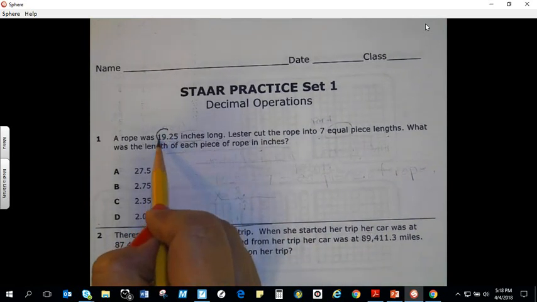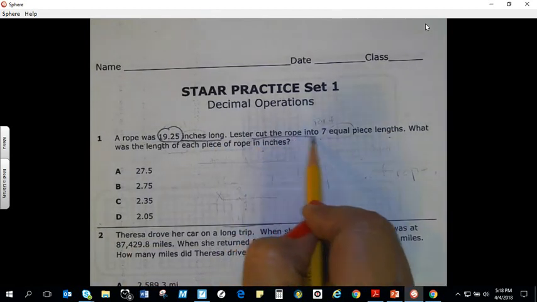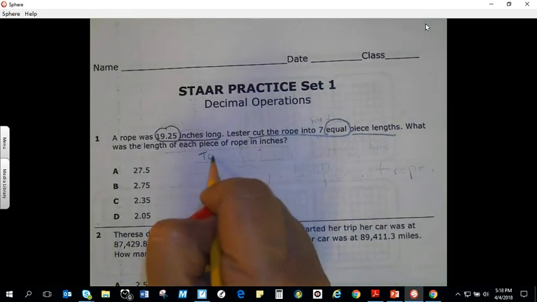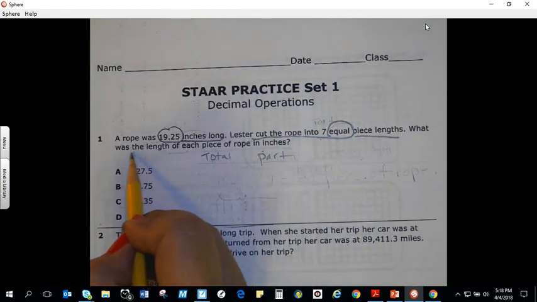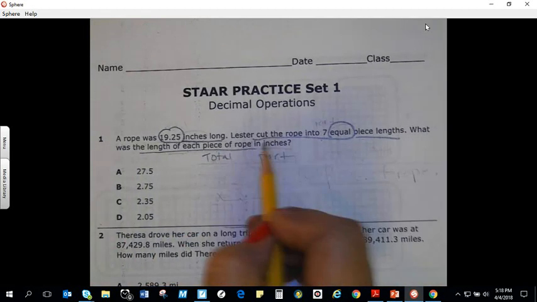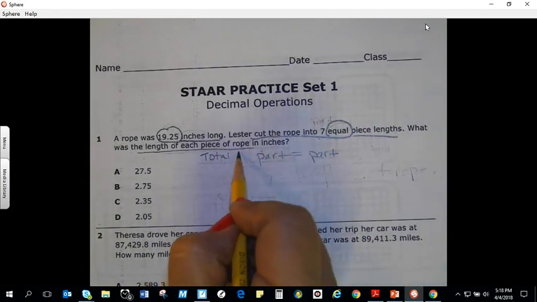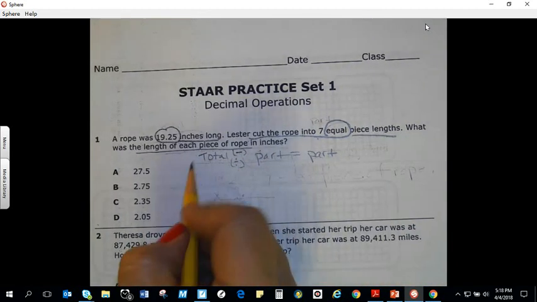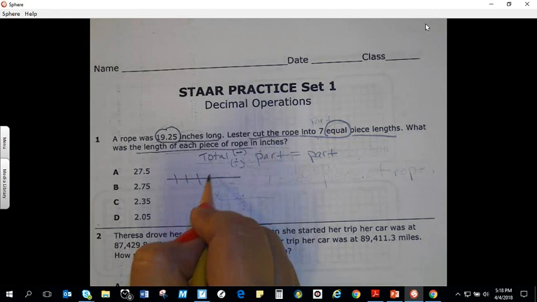All right, so I'm going to circle that 9 and 2/500 inches long and underline that part. He cut the rope into 7 equal pieces of length. Now I'm given a total amount, and I'm given a part, and I need to find out another part: what is the length of each piece of rope in inches? So it has to be a part. We've talked about in class where I have a total and I have a part. It's going to be either a subtraction or a division problem. In this particular case, it's going to be division because I have the total amount and I need to cut it into 7 equal parts.